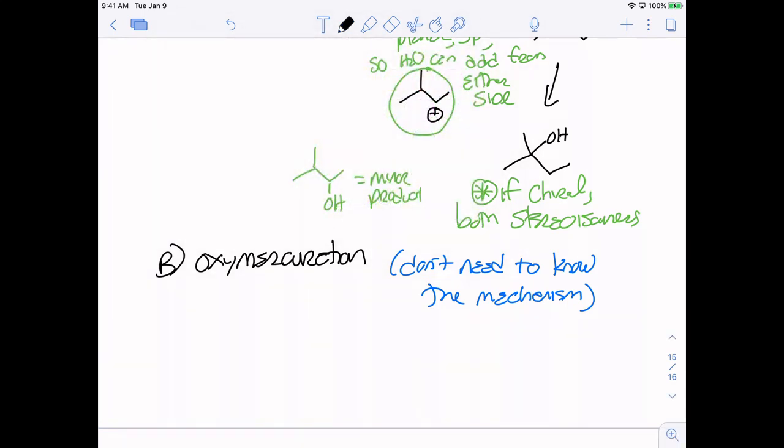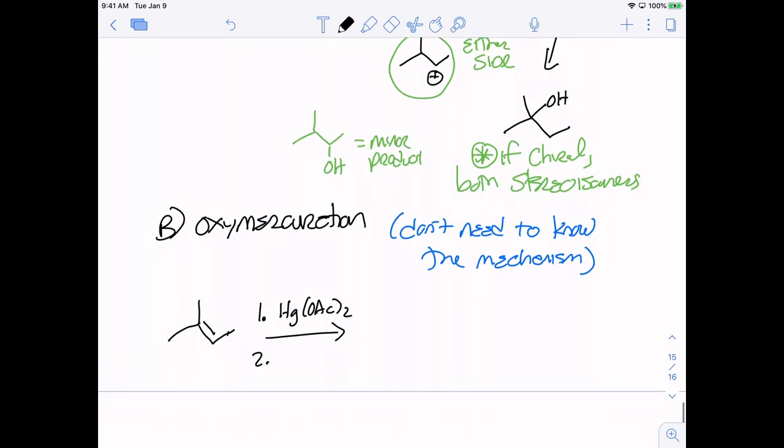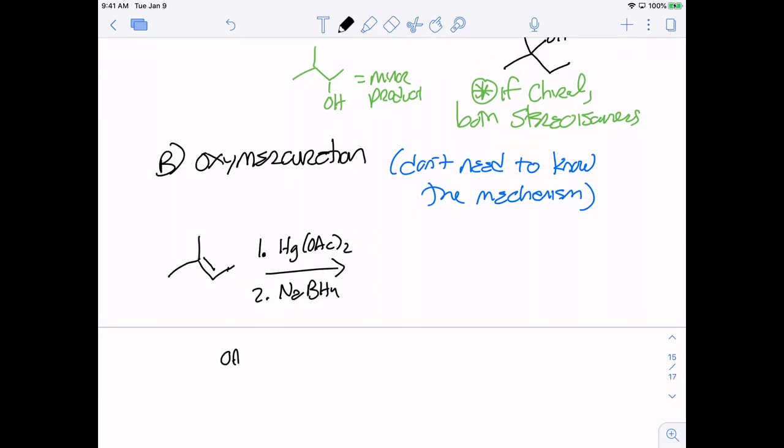So this one, I'm going to start out with the same alkene. And then we're going to add mercury acetate in one step. Remember, if I have the 1 and 2, it's really important that you have those because we need to add them in separate steps. So mercury acetate. And then a second step, I'm going to add sodium borohydride, so NaBH4. I don't think I've used that before. OAc with a negative charge is an abbreviation for acetate. It's a really common organic abbreviation. Remember acetate.